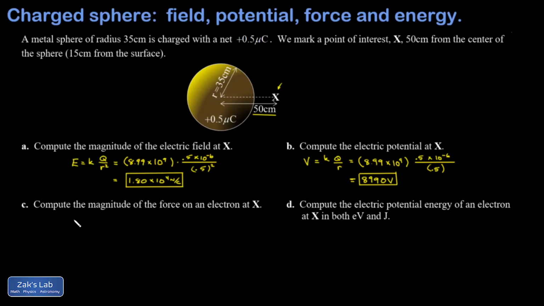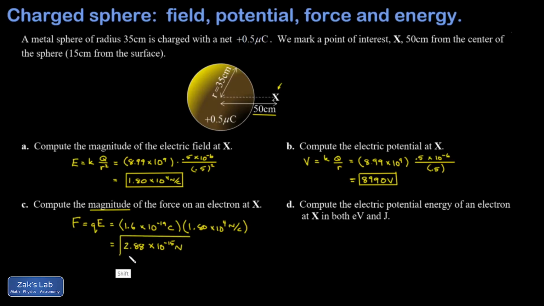And I can just get that by using the field that I already computed. It's just QE, and because I put the word magnitude in here, I'm not interested in the direction at all, just the size of this force. So just QE, ignoring the sign of the charge on the electron. It's 1.6 times 10 to the negative 19 coulombs. I'll leave units in this calculation just to illustrate how it works. And the field was 1.80 times 10 to the 4th newtons per coulomb. The coulombs cancel and I get newtons out of this. And it comes out to 2.88 times 10 to the negative 15 newtons.